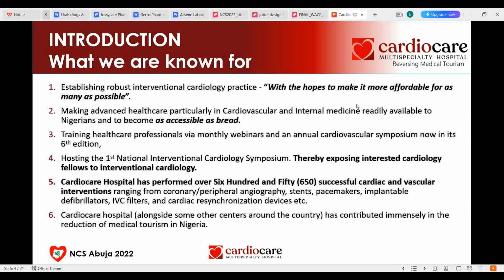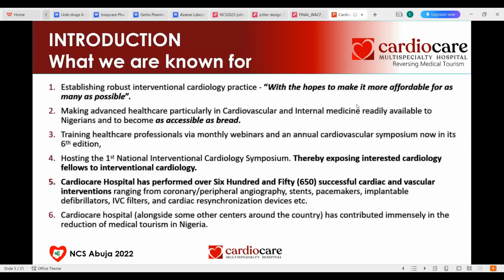What we are known for, we establish robust interventions with the hope of reaching as many as possible. You don't need to travel outside the country anymore. We want to make it as accessible as bread. So I say it again, as accessible as bread. We want to curtail medical tourism. What you are looking for outside is here in Nigeria. So why travel and spend so much money for something you can do here in Nigeria?